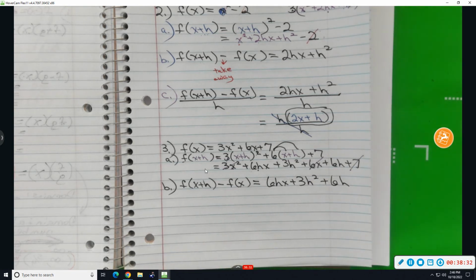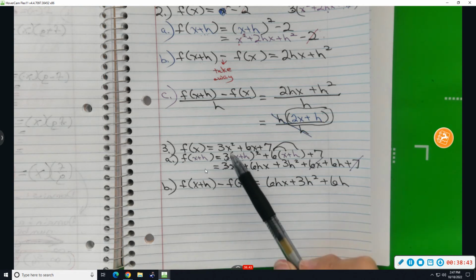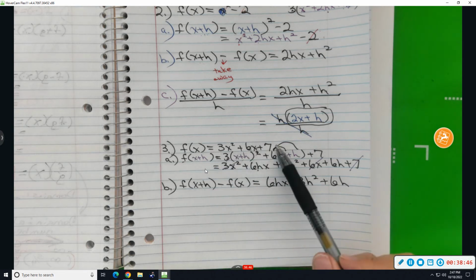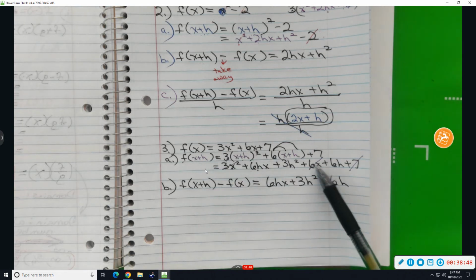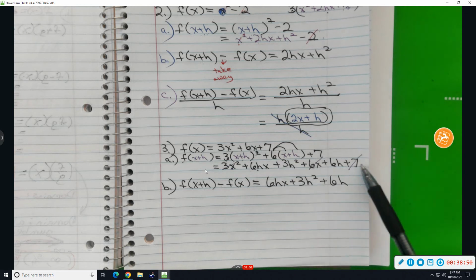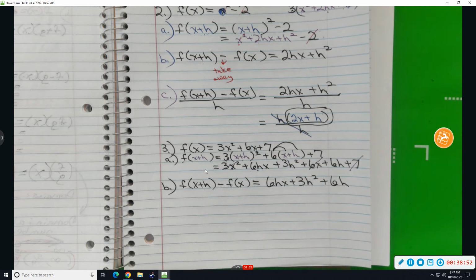Any question on our logic there? This is saying take the answer in part A, and take away the original terms. We took away everything that was up here in the original function, the 3x squared, the 6x, and the 7. Any questions? If you understand what that is saying, you can get that response without showing any work.